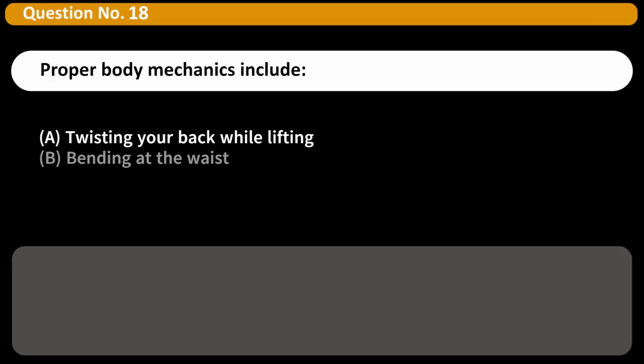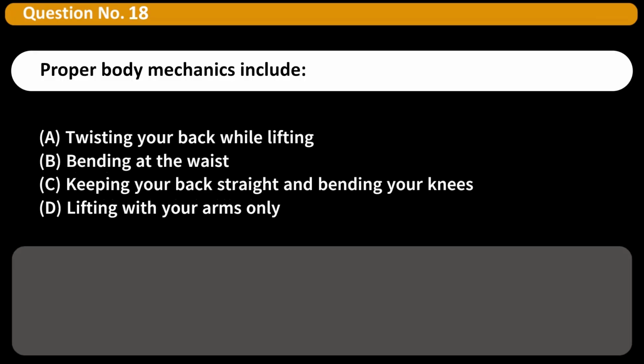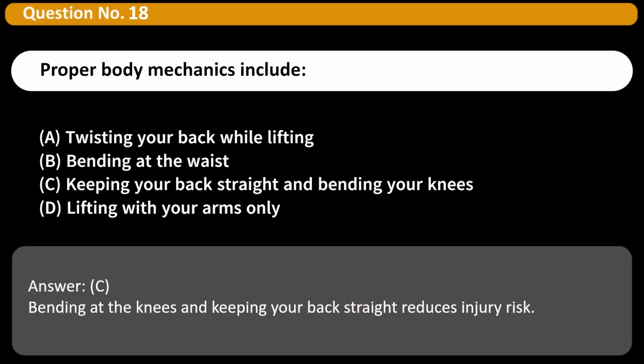Proper body mechanics include: A. Twisting your back while lifting. B. Bending at the waist. C. Keeping your back straight and bending your knees. D. Lifting with your arms only. Answer C. Bending at the knees and keeping your back straight reduces injury risk.